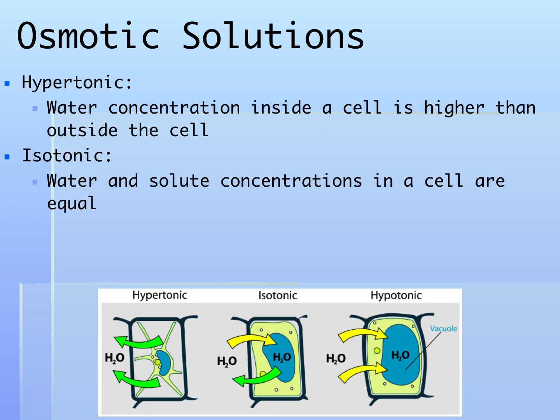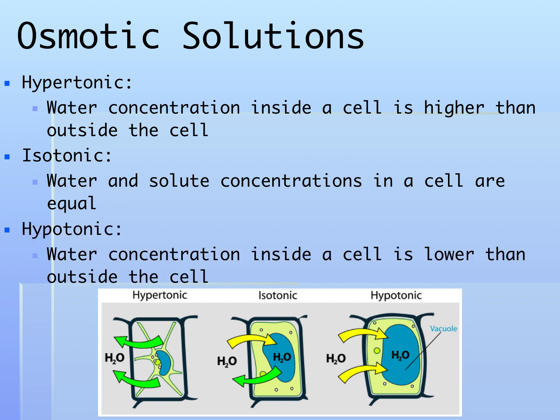In an isotonic solution, both the water and solute concentrations in a cell are equal to the water and the solute concentrations outside of the cell. Now, in a hypotonic solution, the water concentration inside the cell is actually lower than the water concentration outside the cell. And if we're looking at it in terms of the solute, the concentration outside of the cell is going to be lower than the solute concentration inside of the cell.